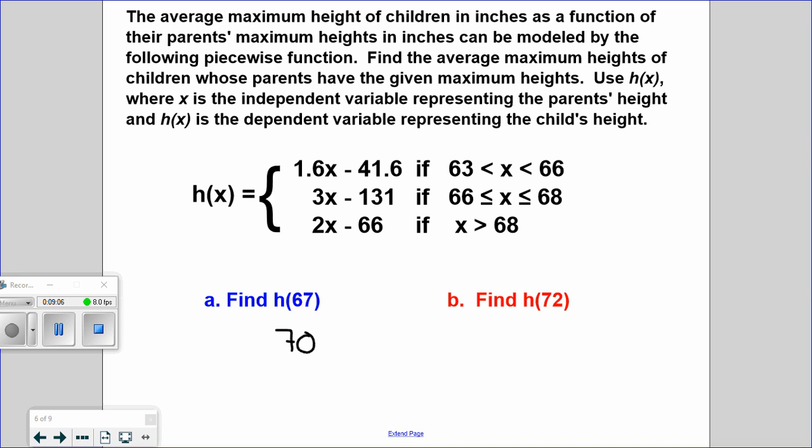Let's go with Brogan on the second one, h of 72, first, second, or third equation? Third equation, I agree. And how about Nick Wageman? Answer. 78. Very good. Questions?